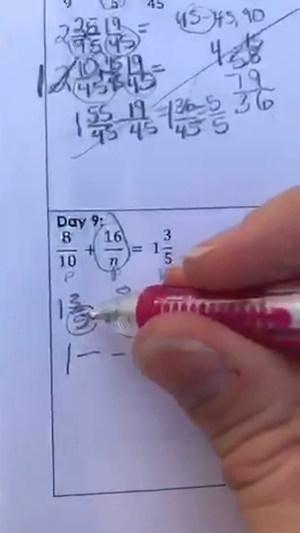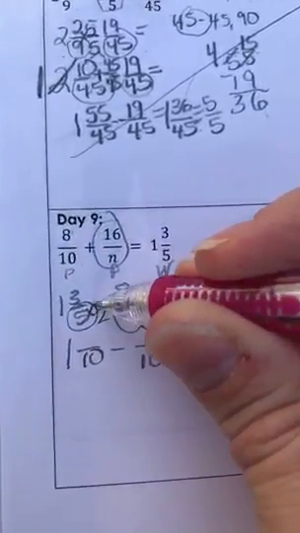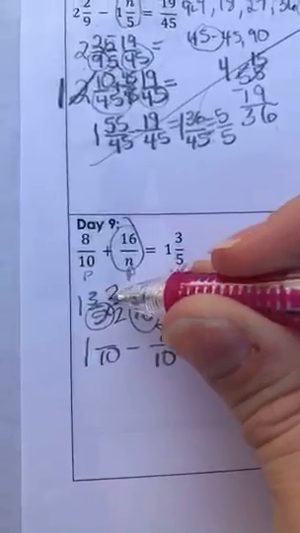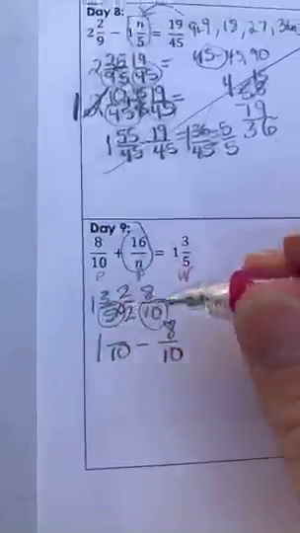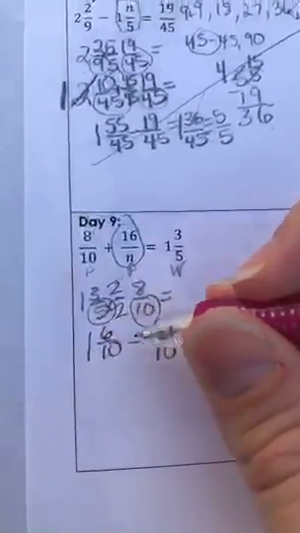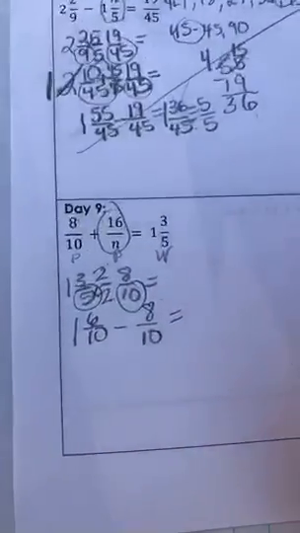And I need to figure out what I did to go from 5 to 10. Since I know that 5 times 2 is 10, I need to multiply the whole fraction by 2 over 2, because that's what's going to give me my whole when multiplying by 1. 6 tenths. Now I'm going to subtract 6 minus 8.